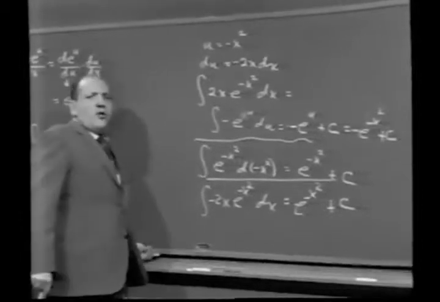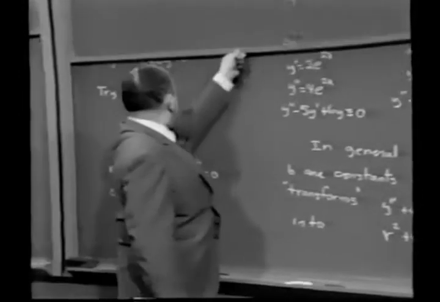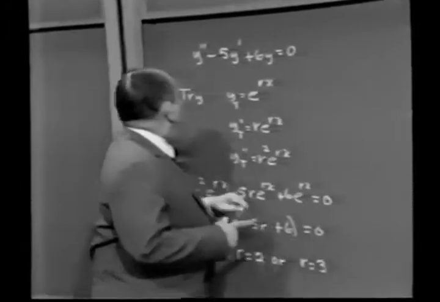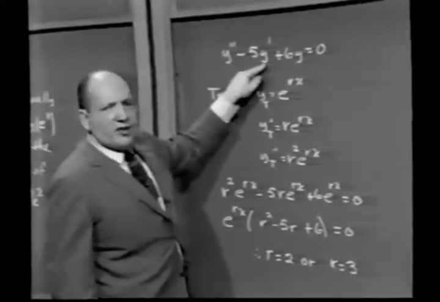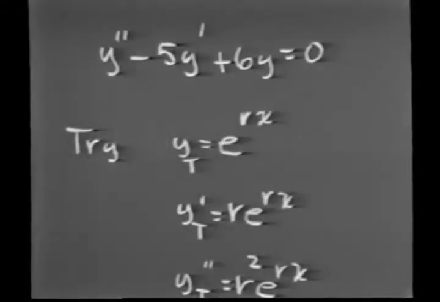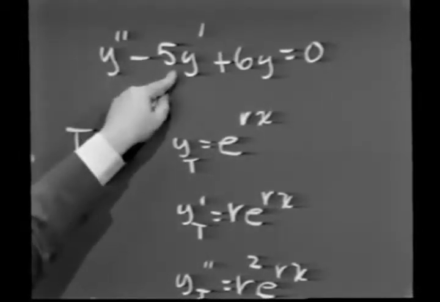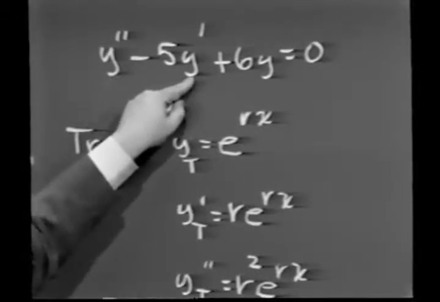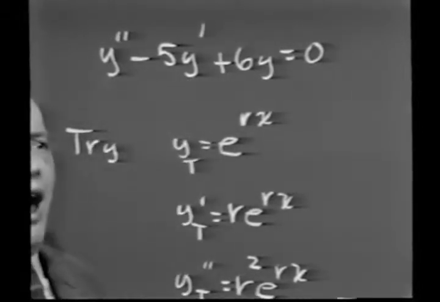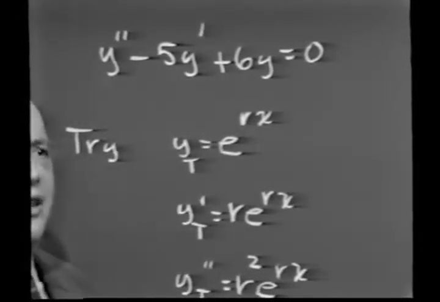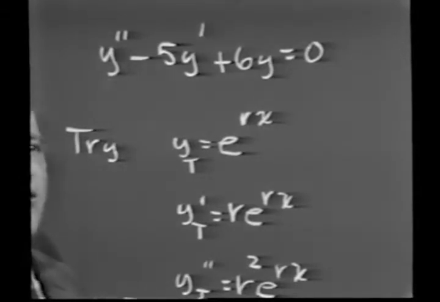Equation. Let me just show you what I have in mind over here. Suppose I tell you that y is a twice differentiable function of x that satisfies the following identity: the second derivative of y with respect to x minus 5 times the first derivative of y with respect to x plus 6 times y is identically 0.